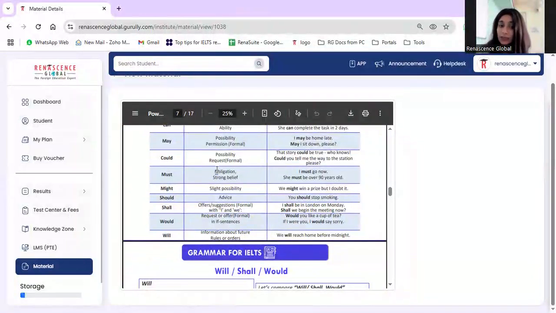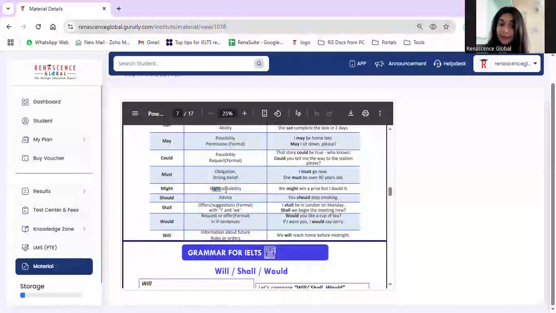Now, must is obligation and strong belief. I must go now. It means I have to go. I have no other option. I am in a hurry, right? And when we are talking about a strong belief, she must be over 90 years old. She must be scoring good marks as compared to you. Why? Because you strongly believe something, and when you express your own belief, it's must.